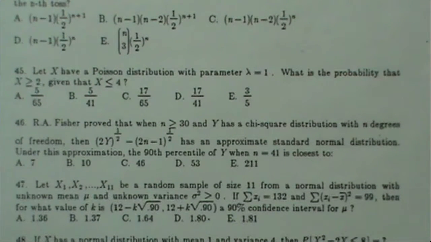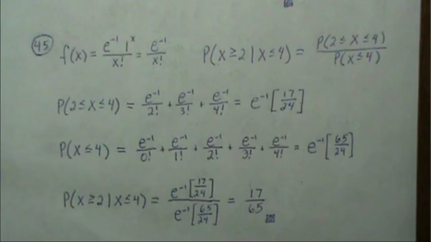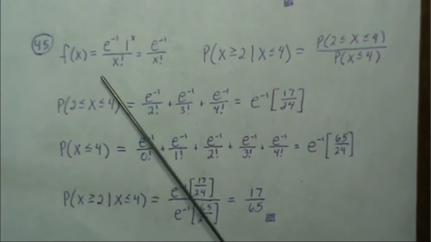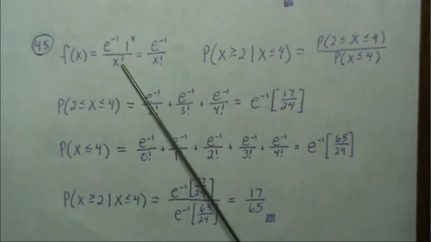Number 45. Let x have a Poisson distribution with parameter lambda equal to 1. What is the probability that x is greater than 2 given that x is less than or equal to 4? So for problem number 45, we want to find the probability that x is greater than 2 given that x is less than or equal to 4. We're also given that it is a Poisson distribution with lambda parameter 1.